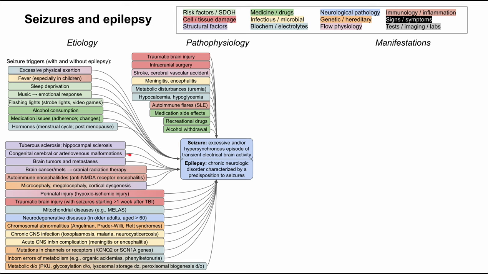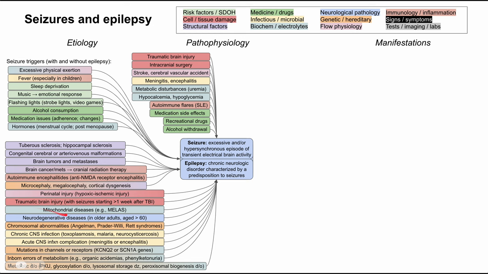Anyway, let's go on. You can have microcephaly, megalocephaly, and cortical dysgenesis. These are hereditary structural problems where the brain is not formed properly, and that can predispose you to seizures. Perinatal injury, specifically hypoxic-ischemic injuries, where the brain might not have gotten enough oxygen during prenatal or natal periods, can cause epilepsy as well. Traumatic brain injuries again.